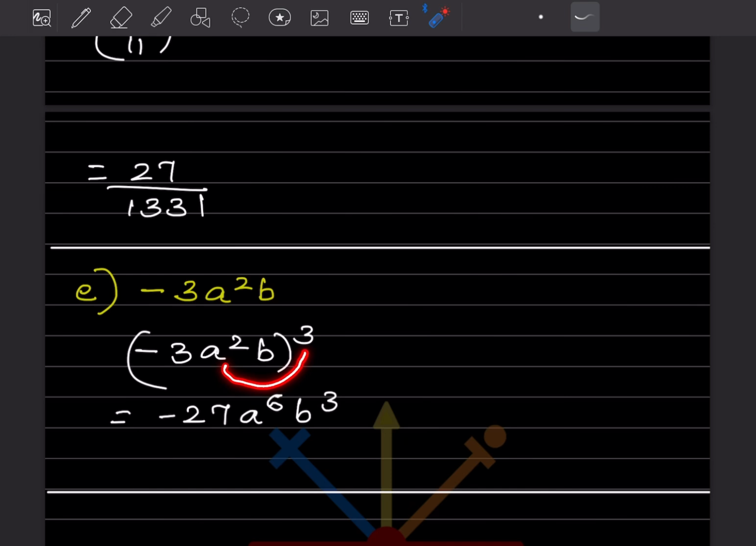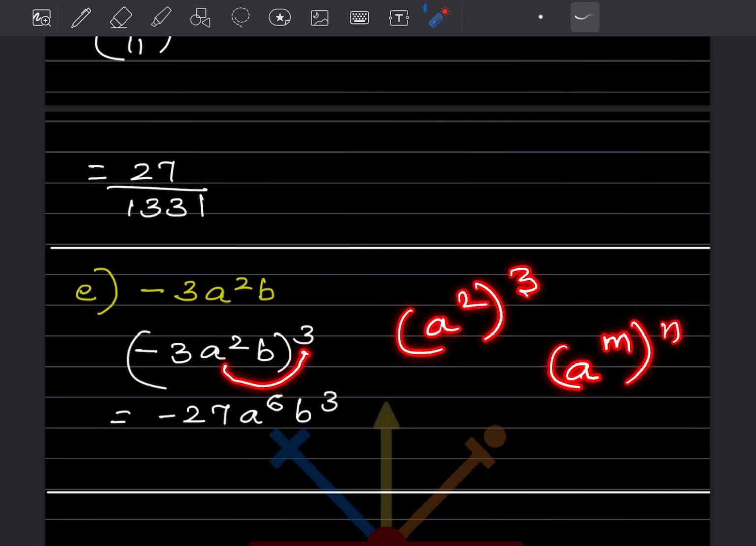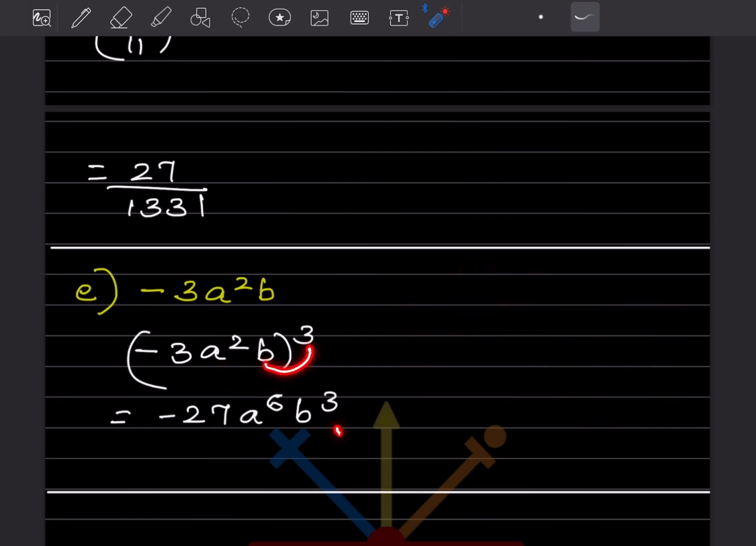Now you will concentrate on the a part. A raised to 2, and this is the cube of it. You know a raised to m, raised to n, is going to be a raised to mn. So this is going to be 6. Now here, b cube. So this is the answer.